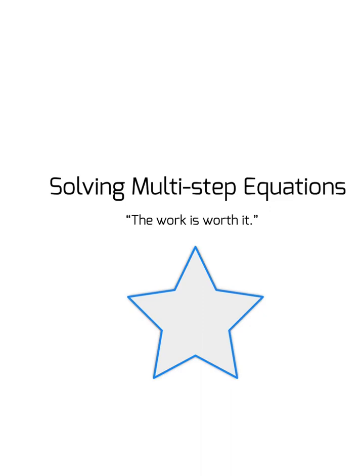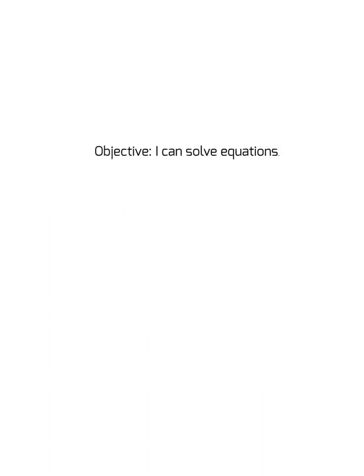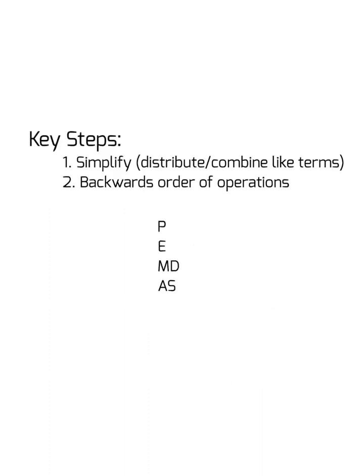All right, today's standard is solving multi-step equations. The objective is I can solve equations. Key steps. So we're still going to follow the order of operations, but first we're going to simplify. And so that means we're going to distribute or combine like terms or both. And then we're going to do our normal backwards order of operations.